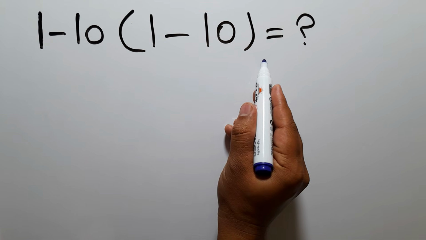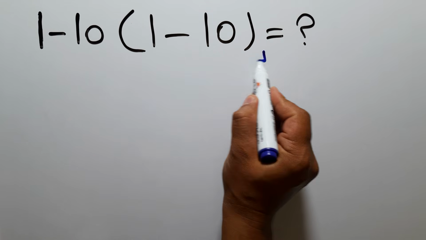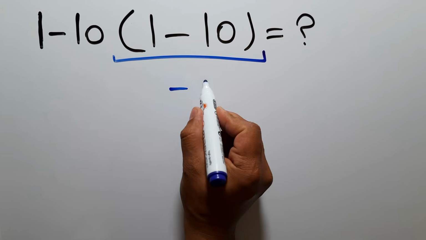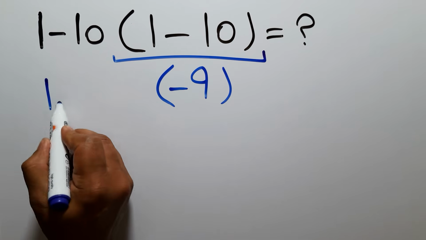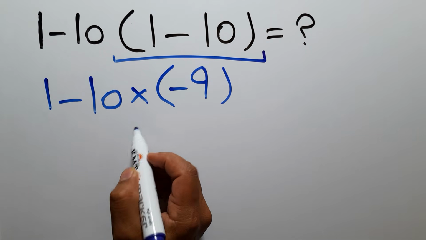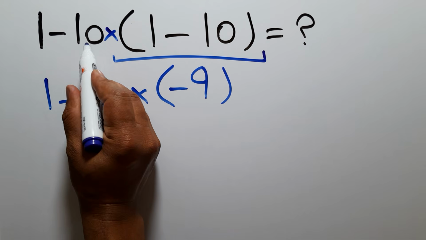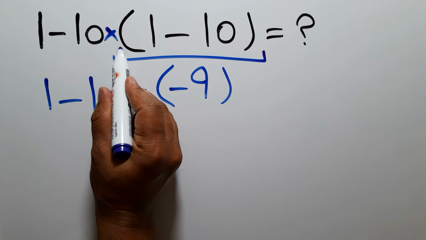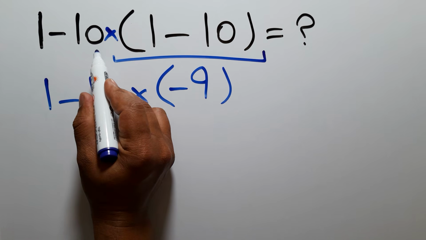First, we have to do this parentheses. Inside this parentheses, we have 1 minus 10, which equals negative 9. So we have 1 minus 10, then times negative 9. Here we have a multiplication, because in mathematics, when a number is placed next to parentheses, it means multiplication, and we usually don't write the multiplication sign for brevity.